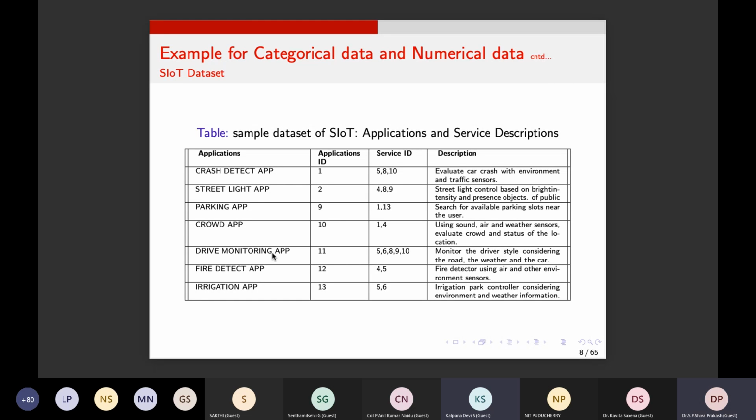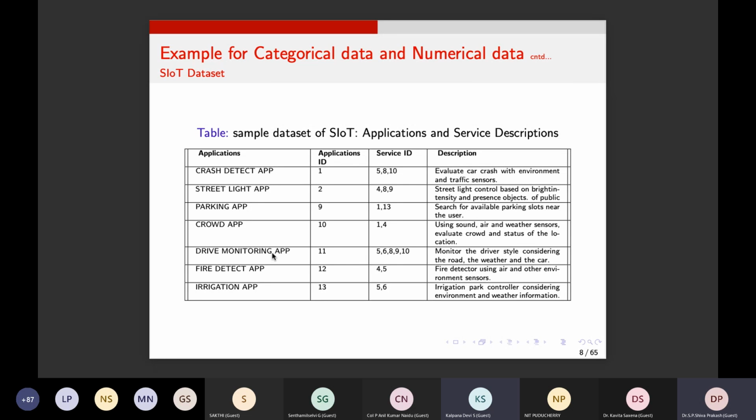Now, if you look at, for example, the crash detect app, the purpose of this app is basically to evaluate a car crash with environment and traffic sensors. What you can notice here is each application has some services, and those services are generated through the sensors attached to that particular application. For this crash detection application, environmental as well as traffic sensors are used.